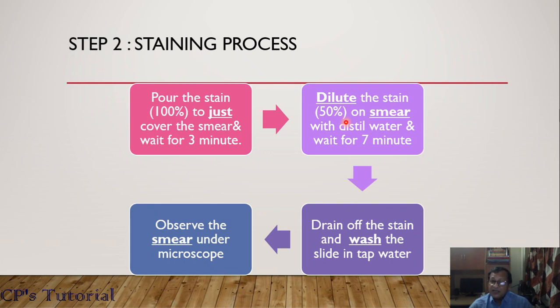In the next step, you have to dilute it to 50% with the distilled water. Distilled water will be poured on the same stain material at this proportion, at double the proportion you added the stain in the first step. So how will you mix? It will be mixed by the pipette, in and out process, for 10 seconds. Then again cover with the petri dish and wait for 7 minutes.